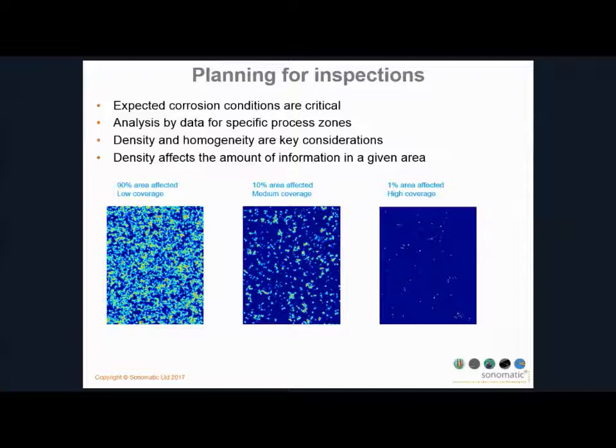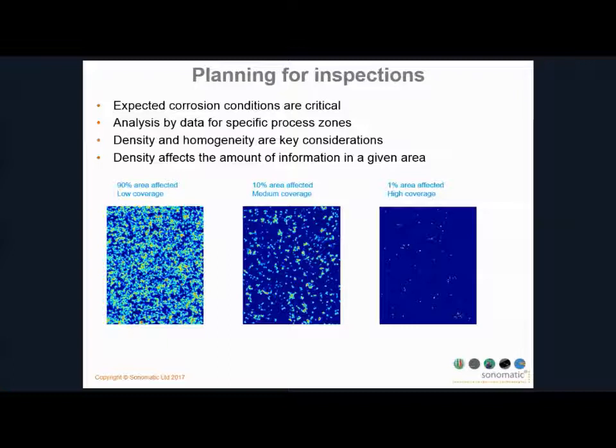If you've got a high density, like the image on the left here, where 90% of the area is affected, you're getting a lot of information from a relatively small area, so you could do a low coverage and achieve a lot of information. The graphic in the middle shows a situation where 10% of the area is affected. So there, in order to gather enough information, we'd be looking at doing more coverage certainly than in the case of the high density on the left.